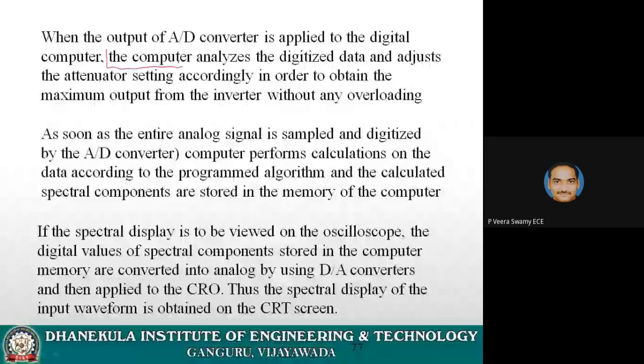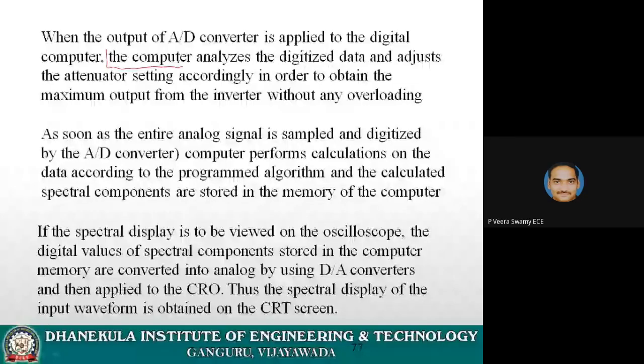As soon as the entire analog signal is sampled and digitized by the analog to digital converter, the computer performs calculations on the data according to the programmed algorithms, and the calculated spectrum components are stored in the memory of the computer. That means whatever program you give the digital computer, that program is performed using the programming algorithm. If the spectral display is to be viewed on the oscilloscope, the digital values of spectral components stored in the computer memory are converted into analog by using a digital to analog converter.